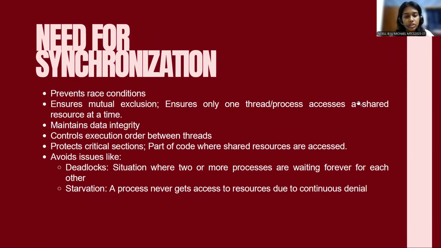Now, the need for synchronization. The synchronization is required to prevent race condition and ensure correct execution. It provides mutual exclusion, which means that only one thread can access the shared resource at a particular time. It also protects the critical section, which is a part of the code where the shared data is accessed. And without synchronization, problems like deadlock can occur, when many processes wait forever, or starvation, where a process never gets a chance to execute itself.